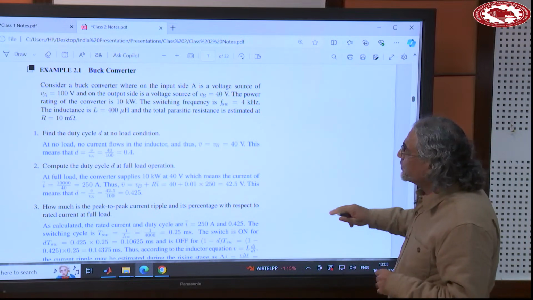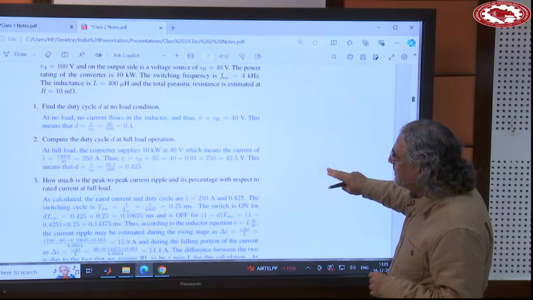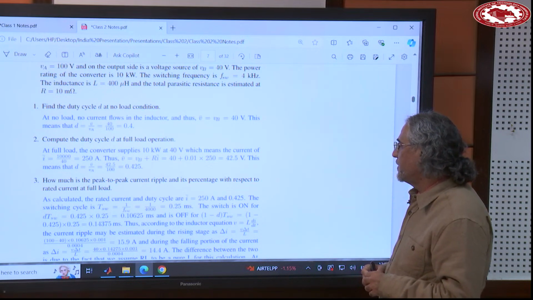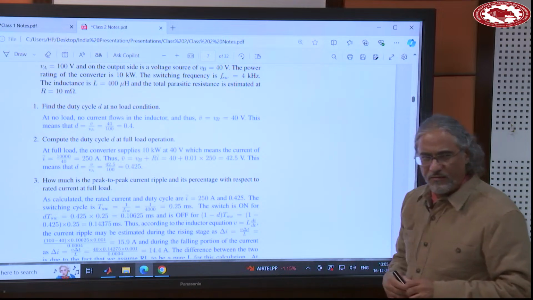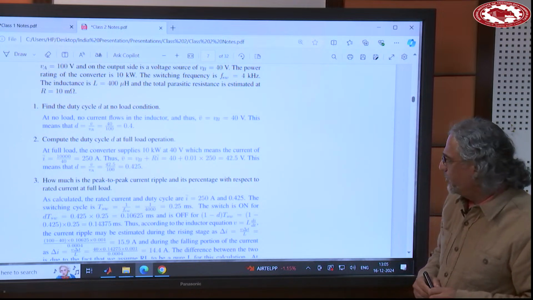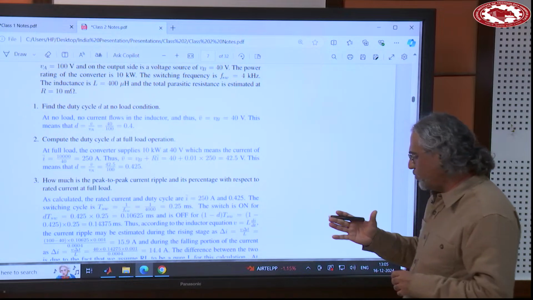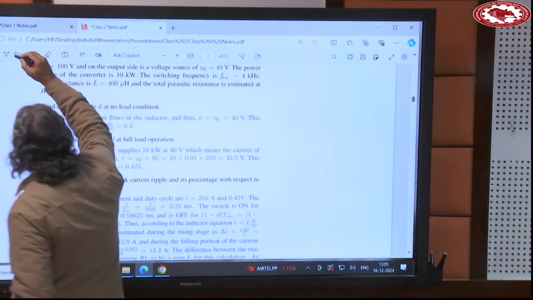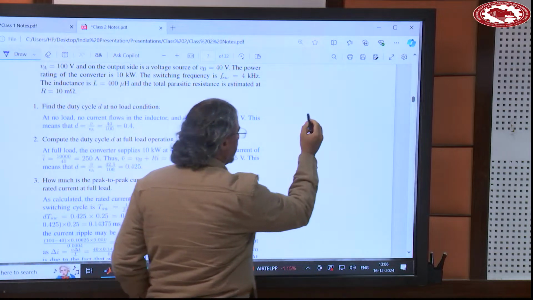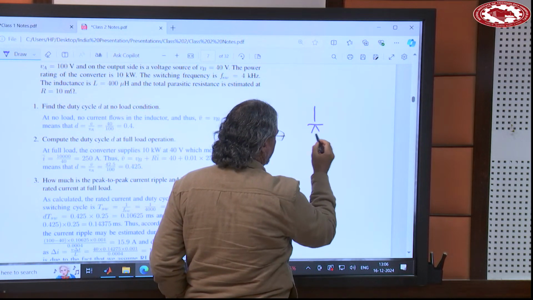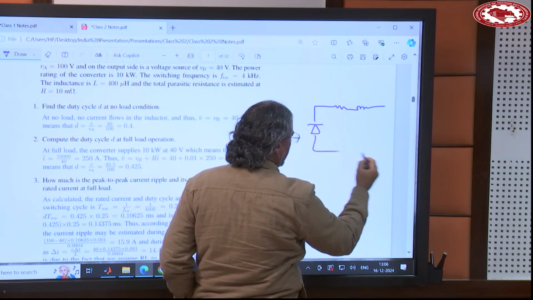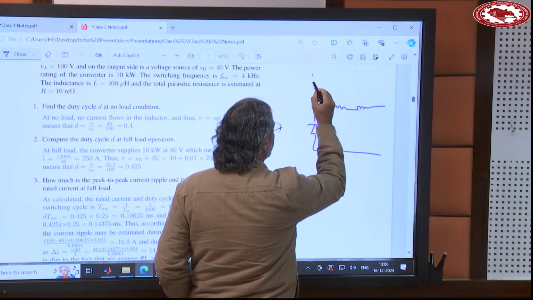Okay, so find the duty cycle D at no load condition. When you want to have no load, in other words, no current, no flow of current. No flow of current means, and this switch is here.